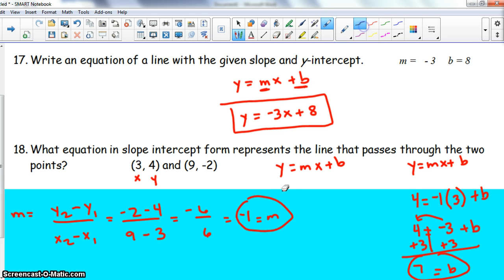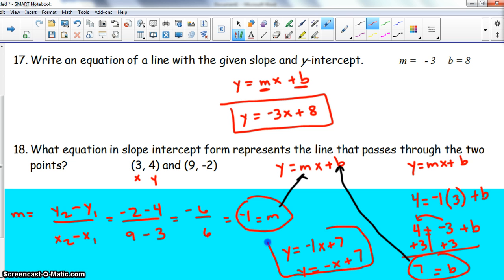Well, now that I know m and I know b, all I have to do is substitute, and I get y equals negative 1x plus 7, or y equals negative x plus 7. And that is slope-intercept form. Either one of those will work.